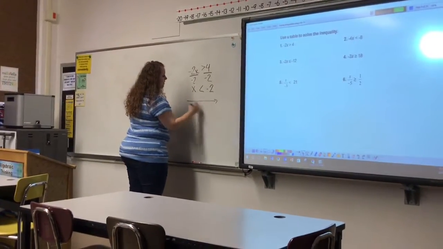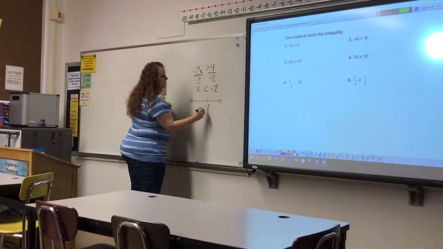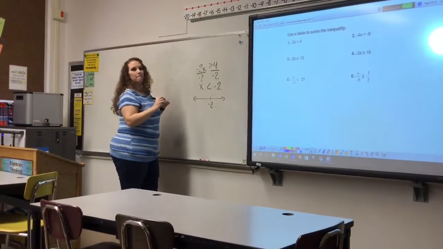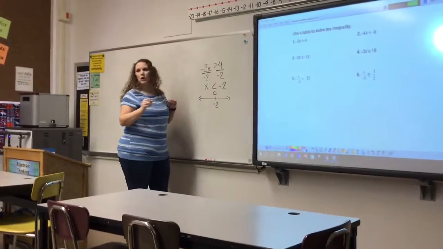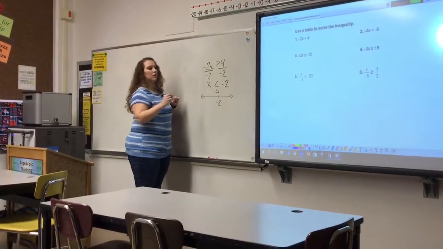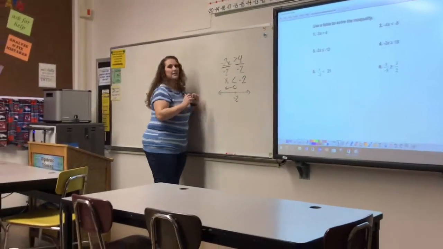And then you graph it. All right? We're at negative 2. Open circle or closed circle? Open. Okay, is my variable larger or smaller? Smaller. So that is how I graph it.